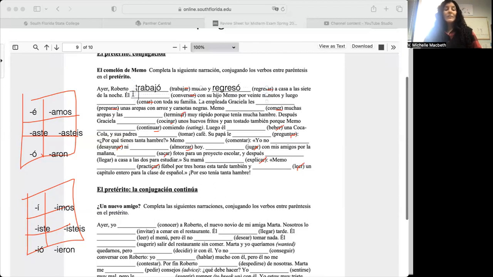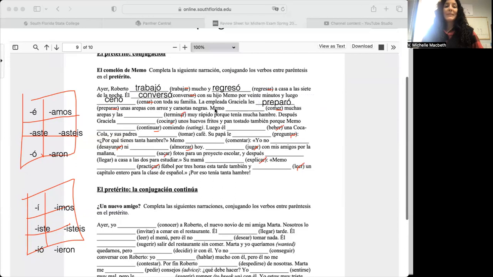Then I have the root, convers. What is the right form for conversar? It is an AR verb, so it's going to be O again, because it's él, ¿no? Luego, it's still él, so we're going to do cen, and then O, ¿no? Because it's cenar, and so cenó. La empleada Graciela, so now Graciela is the subject, right? But she's still él or ella, right? So we're still doing O, probably. So prepar is the root, O.